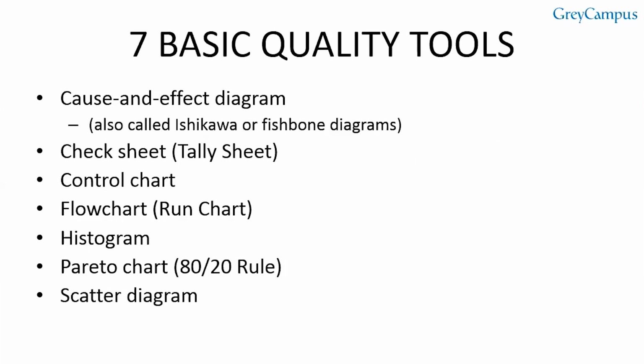The first on the list is the cause and effect diagram. It's also called Ishikawa or fishbone diagram. We'll discuss those terms as we move along through the slides. The next quality tool is a check sheet, also known as a tally sheet. And then we have our control chart. Then we have a flow chart, histogram, our Pareto chart, which is based on an 80-20 rule, which we will discuss as we move along through the presentation, and the scatter diagram. So these are your 7 basic quality tools.